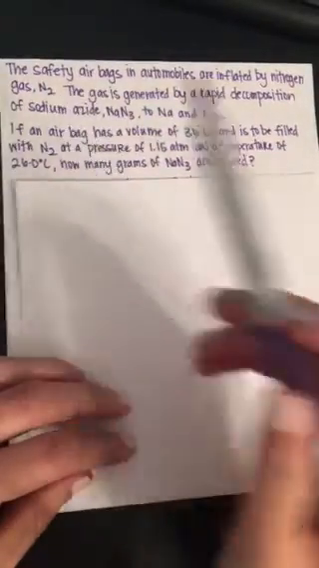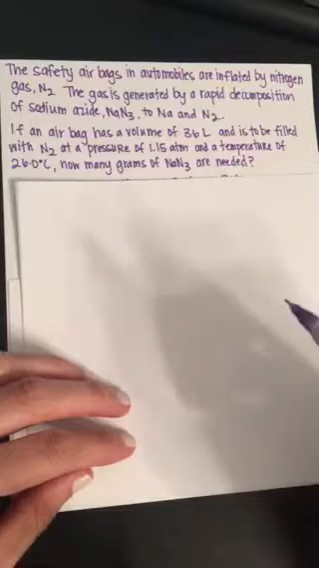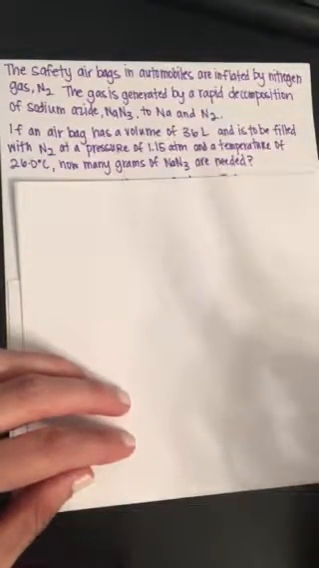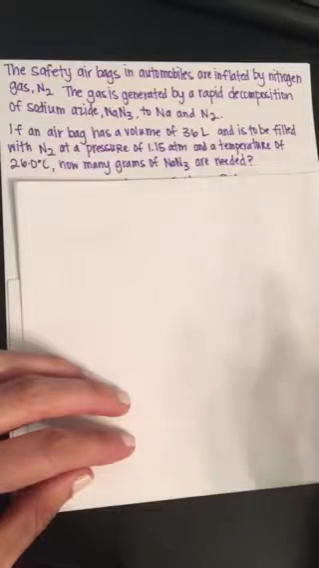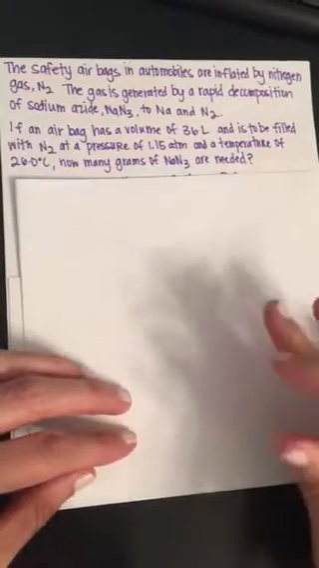Okay, so the question is, the safety airbags in automobiles are inflated by nitrogen gas. The gas is generated by rapid decomposition of sodium azide to sodium and nitrogen gas. If an airbag has a volume of 36 liters and is to be filled with nitrogen gas at a pressure of 1.15 atmospheres and a temperature of 26 degrees Celsius, how many grams of sodium azide are needed?